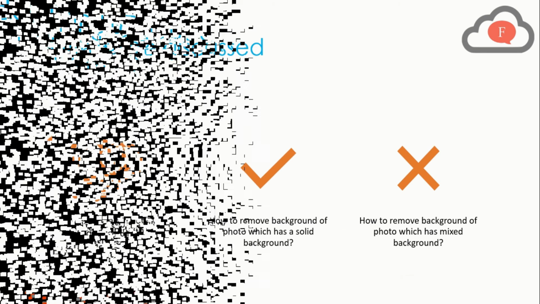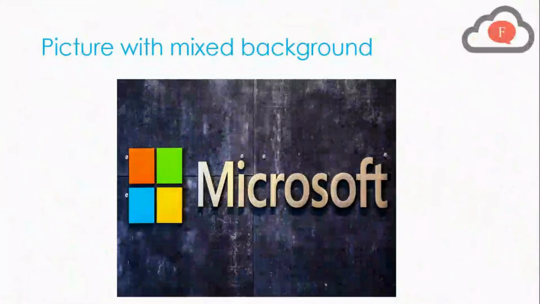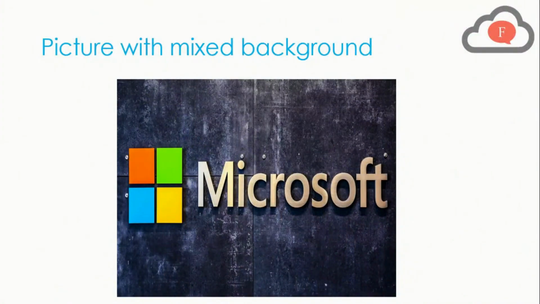Now let's move forward and I will show you what is a solid background and what is a mixed background. This is the solid background, that means the Microsoft is written on a white piece. While we are editing, I will show you how you can tell this is a solid background. And we will move forward to the next image that has a mixed background. So this is the mixed background.